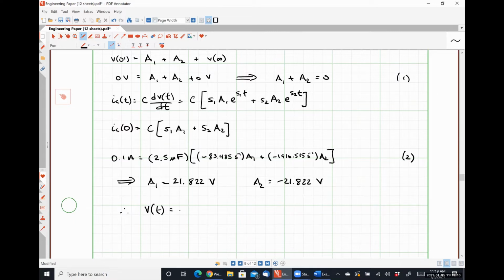which means V of t is negative 21.822 e to the minus 83.485 t, sorry, positive there, negative here, e to the minus 1916.515 t. All right, second system solve.